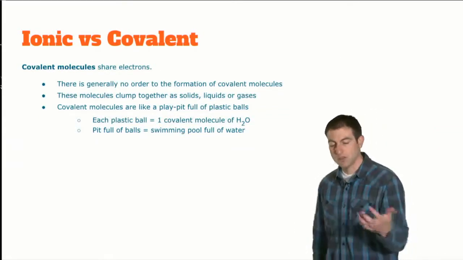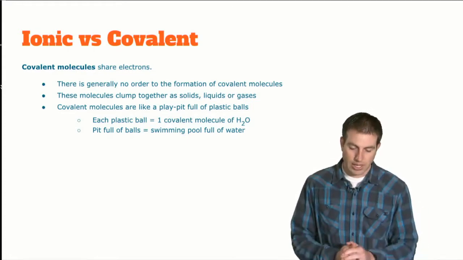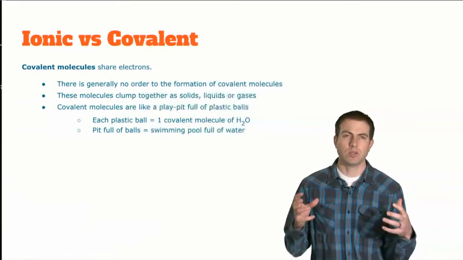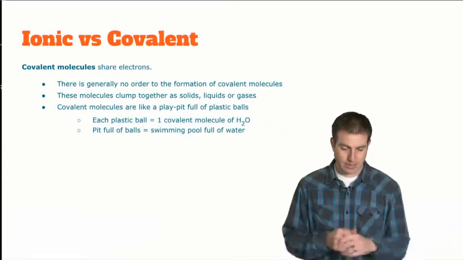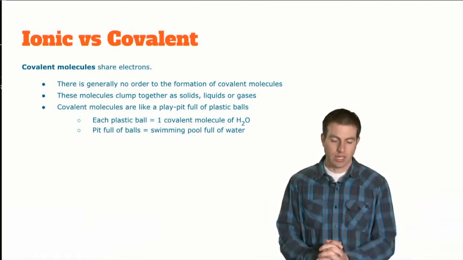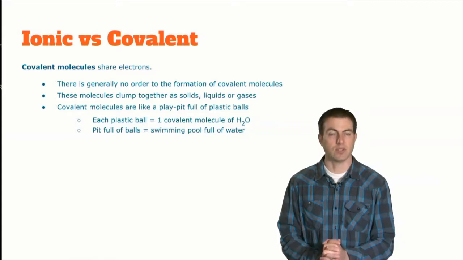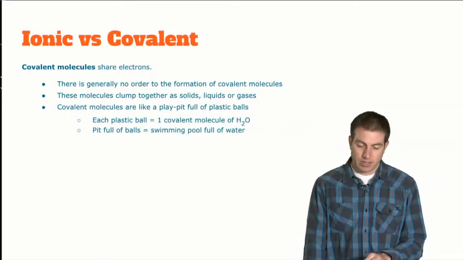Covalent compounds don't generally form these types of structures. The molecules don't form these nice lattices and rigid structures. They just kind of clump together, and you end up with not the nice crystals that the ionic compounds will have. So that is covalent.